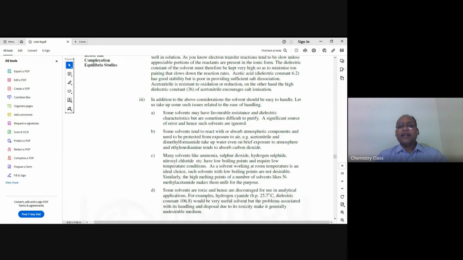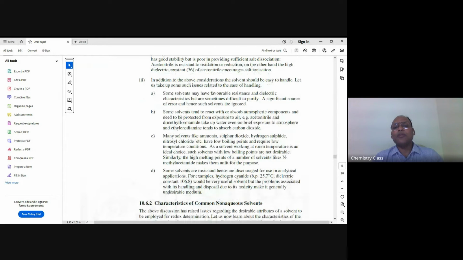Some solvents tend to react with or absorb atmospheric components and need protection from exposure to air. For example, acetonitrile and dimethylformamide take up water even on brief exposure to the atmosphere. Ethylenediamine tends to absorb carbon dioxide. So with this kind of solvent you should be careful before using it. Like that, so many things are there.